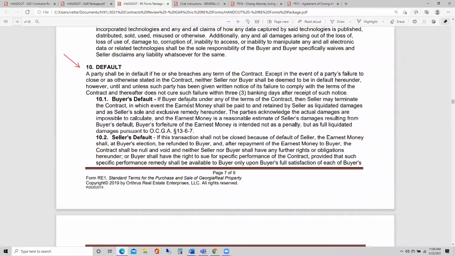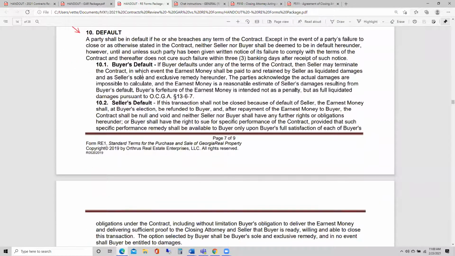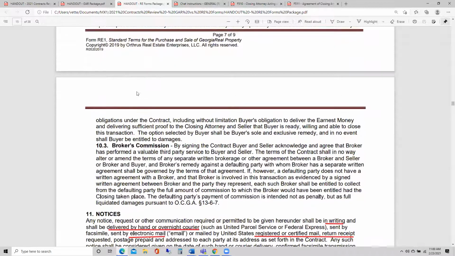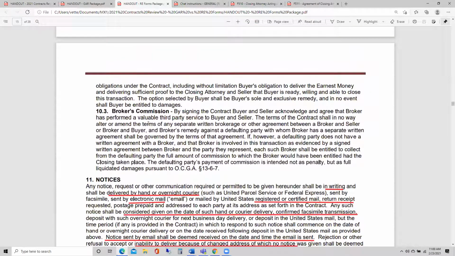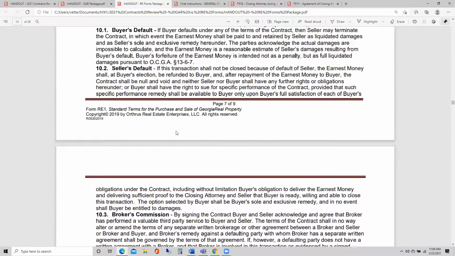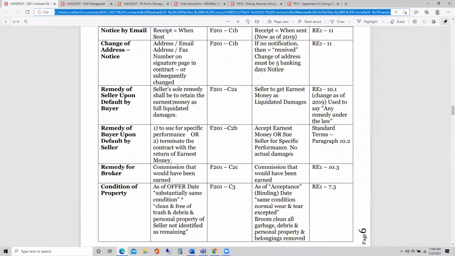So we go up here a little bit. Under default, if the buyer defaults, what is the seller entitled to? If the seller defaults, what is the buyer entitled to? And brokers, what are they entitled to if either party defaults? Now, these are the same. If the buyer defaults, the seller's sole remedy is to retain the earnest money as liquidated damages.